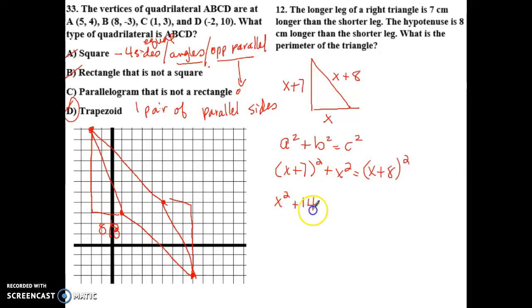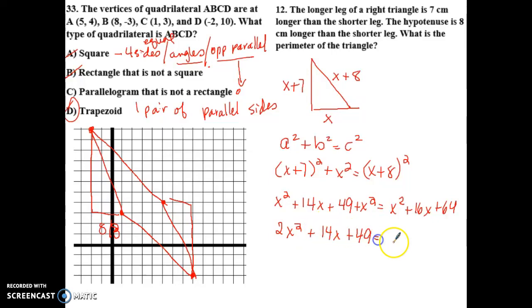So that gives me 14x. x plus 7, 7 times x times 2 is 14x, plus 49, plus x squared is equal to square that. 8 times x is 8x, times 2 is 16x. And 8 squared is 64. All right, so we combine like terms and we get 2x squared plus 14x plus 49 is equal to x squared plus 16x plus 64.